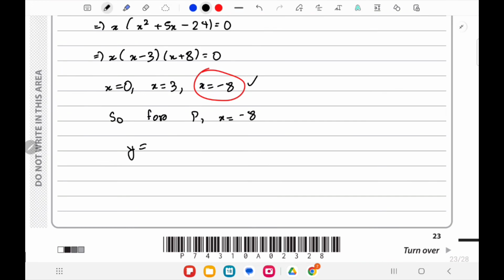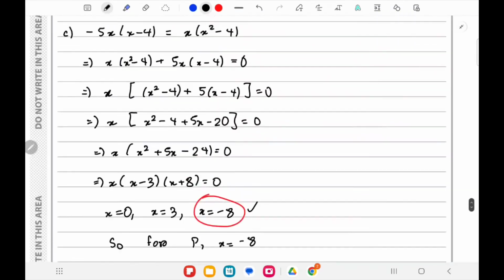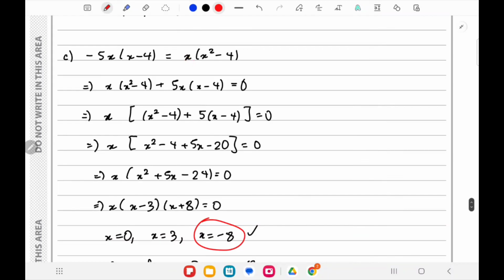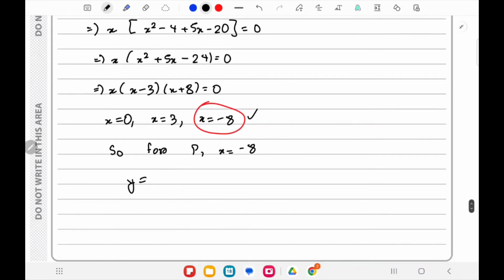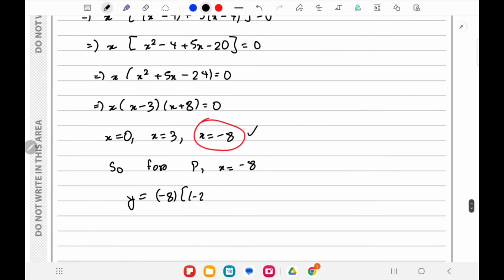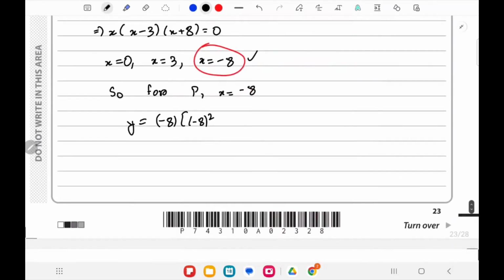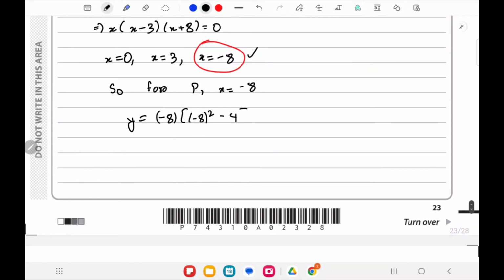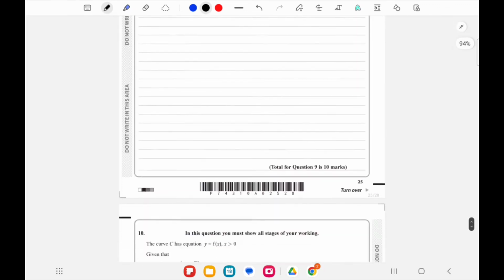Now we have to find the y value for this. So we can put it in either equation. I'll do it in this. We'll get minus 8 times minus 8 square minus 4. So y equals minus 480. So P's coordinates are minus 8 comma minus 480. So that's it for this paper.